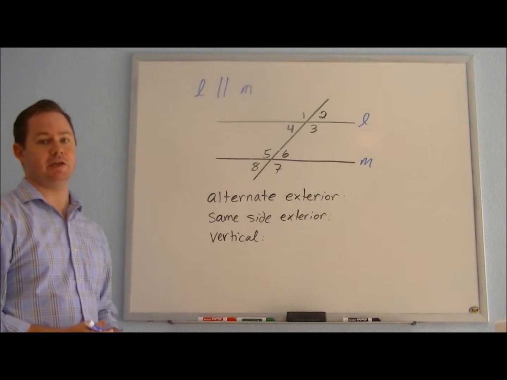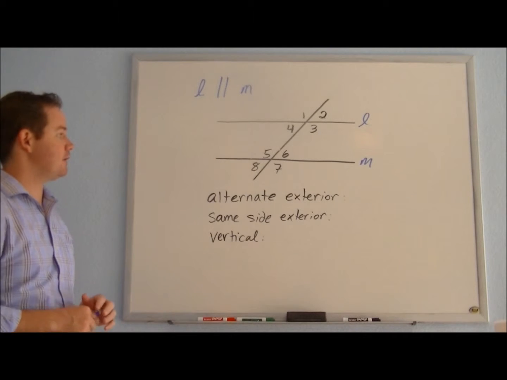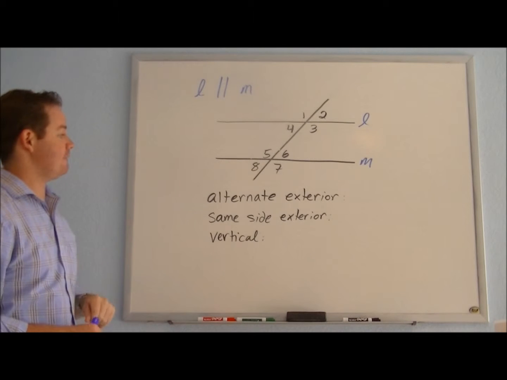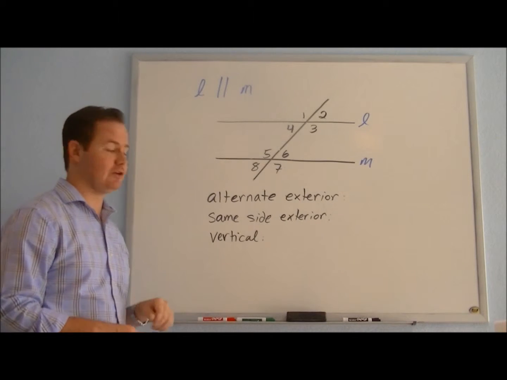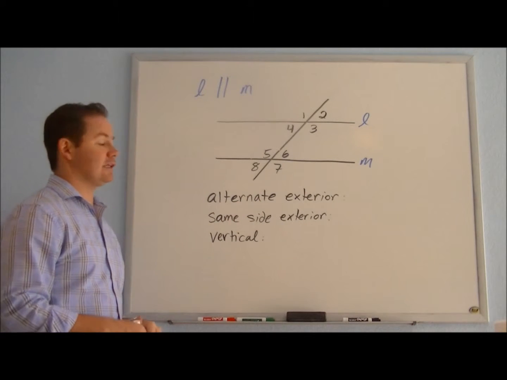Hi, I'm Chris, and in this lesson, part 2 of our parallel lines and corresponding angles lesson, we're going to take a look at a couple more definitions. Alternate exterior angles, same side exterior angles, and vertical angles. So let's start with alternate exterior.